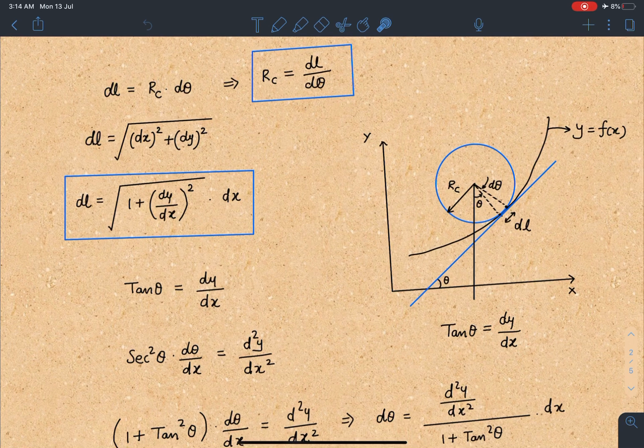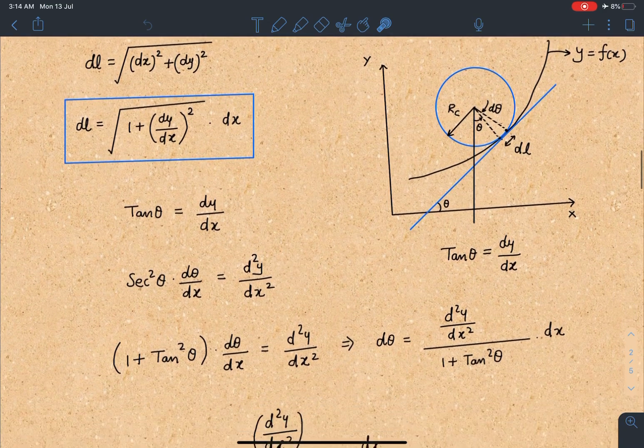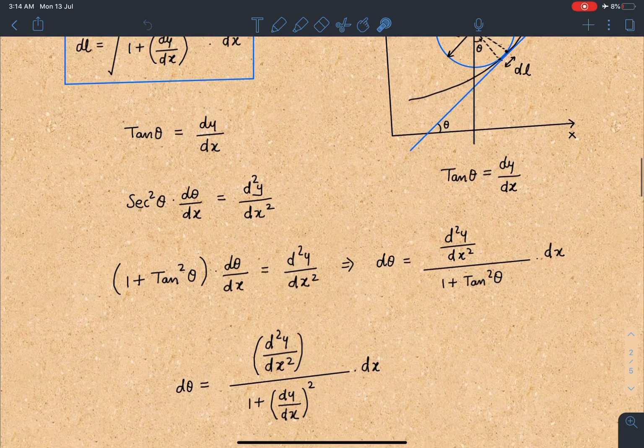Now you can see some simple geometry I am going to use. If this angle is theta, and I drop a perpendicular here from the center, this angle is going to be 90 minus theta. This angle is going to be theta, and this angle is d theta here. All right, so now I can write tan theta as dy by dx.